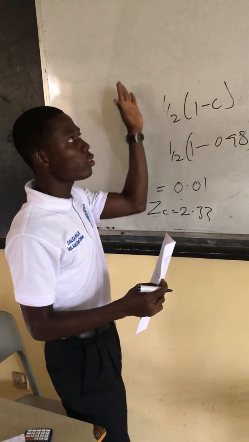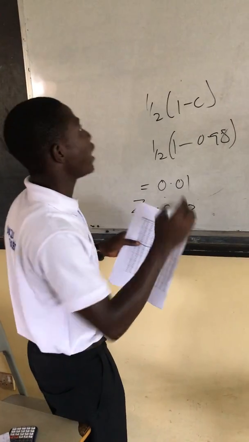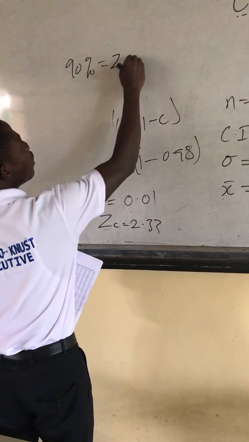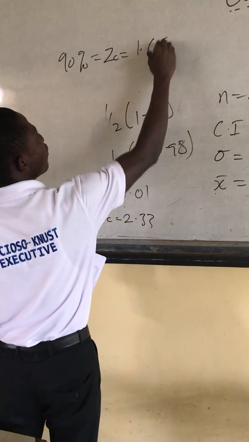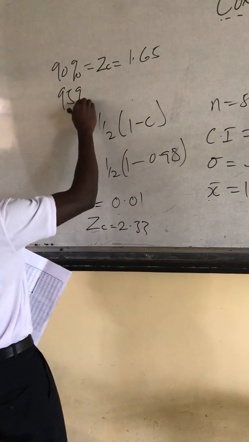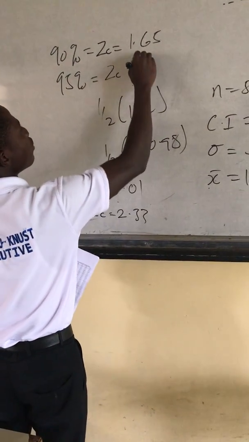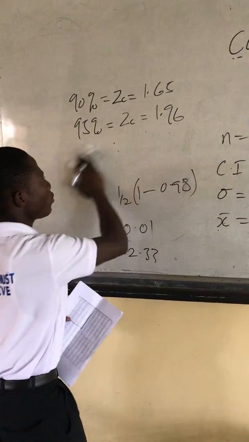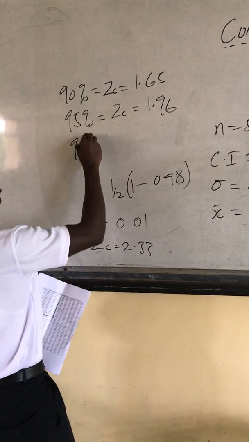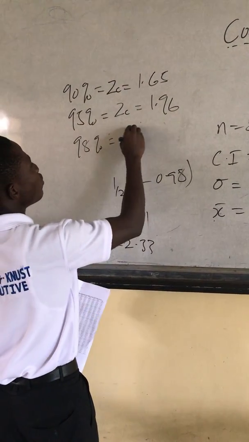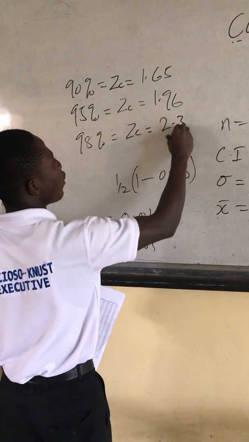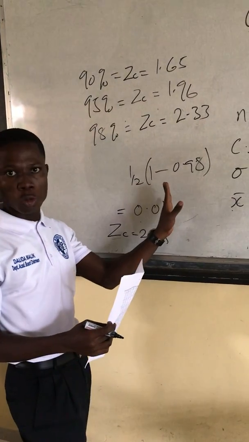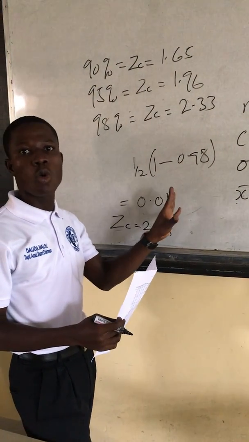So always, I'm going to list it on the board as I said earlier on. Whenever you are given a 90% confidence interval, your Z of C is 1.65. Whenever you are given a 95% confidence interval, your Z of C is 1.96. Whenever you are given a 98% confidence interval, your Z of C is 2.33. So don't waste your time to solve it. I know you've learned how to solve them, so you can solve and verify if it's true or false.